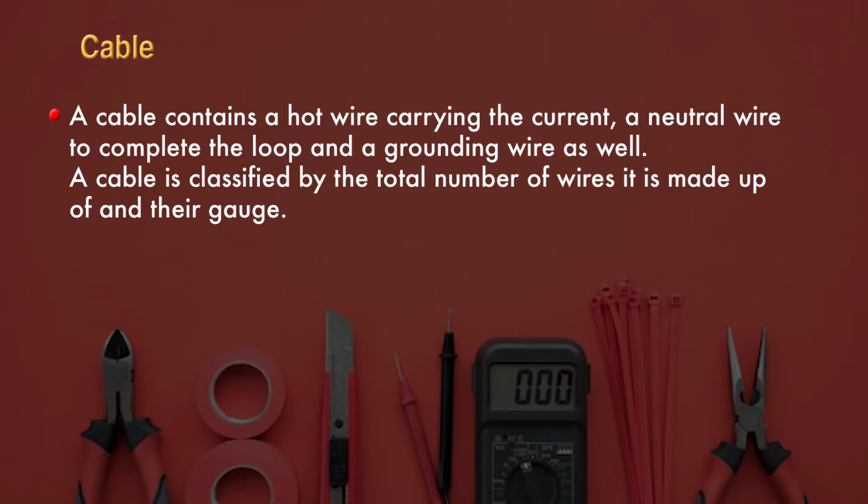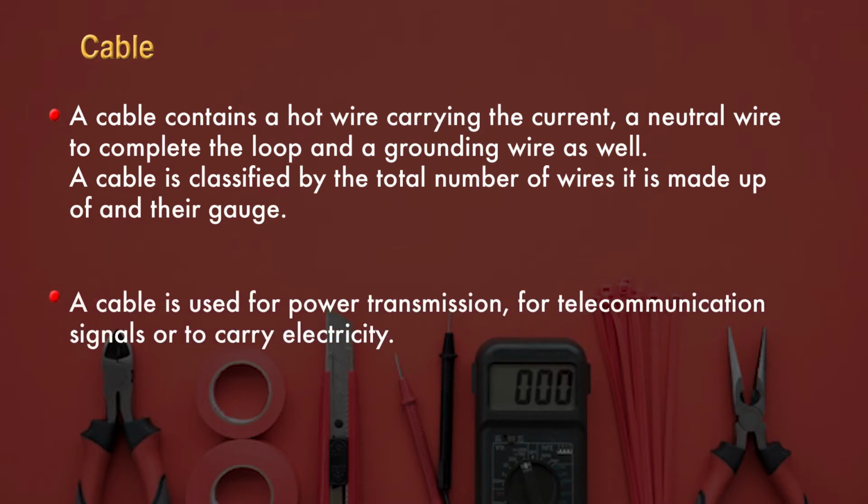Now we are going to discuss what a cable basically is. A cable contains a hot wire carrying the current, a neutral wire to complete the loop and a grounding wire as well. A cable is classified by the total number of wires it is made up of and their gauge. A cable is used for power transmission, for telecommunication signals or to carry electricity.